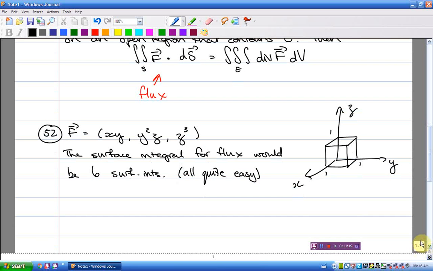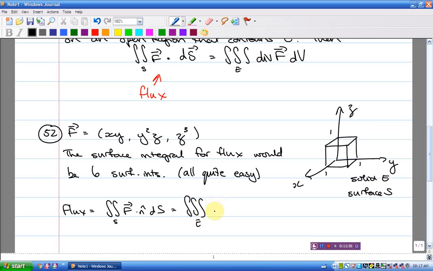So let's say we got that question: work out the flux. We'd say that surface is a completely closed surface, so instead of working out the flux the surface integral way, I'm going to use the divergence theorem. Let me call the solid E and the surface S. I don't think we were given names in the question. No, we weren't. We know that this is basically our flux equation. However, the divergence theorem says that we can turn this into a triple integral over the 3D region.